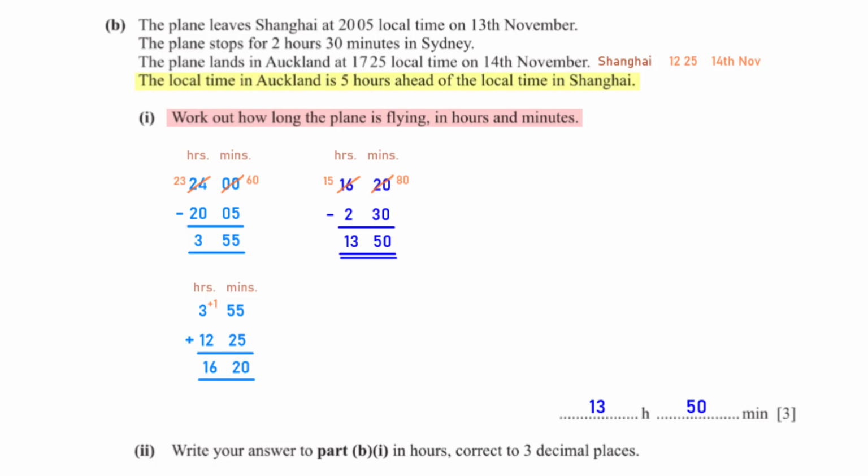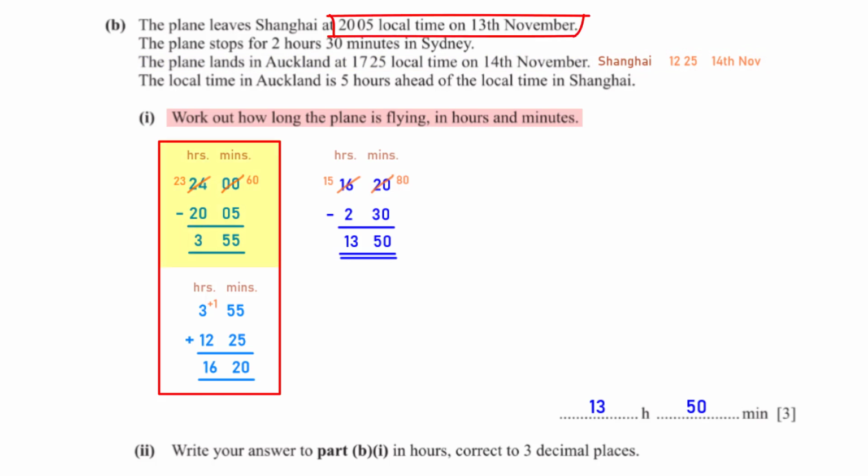We are told the local time in Auckland is 5 hours ahead of the local time in Shanghai. This means when the plane landed in Auckland at 17:25 local time on the 14th, the local time in Shanghai was 12:25. To get the total time duration, we first need to find the time duration from 20:25 to midnight by subtracting 20:25 from 24 o'clock. Under the minute column, we can't subtract 5 from 0. So we get 1 hour from the hour column, which becomes 60 minutes under the minute column. So 60 minus 5 is 55. Under the hour column, 23 minus 20 is 3.